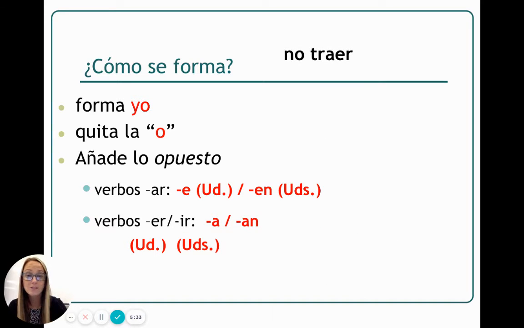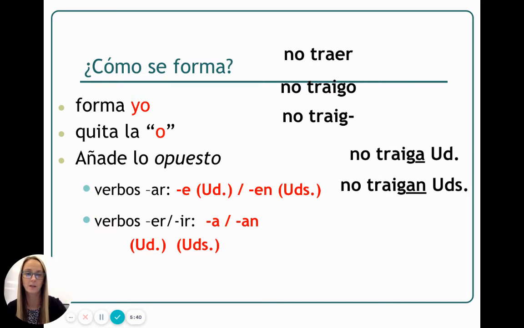Let's say it's a verb like traer, with the yo form being traigo. If I wanted to tell one person, like my boss, to not bring a document to my room, I would say no traiga. If I wanted to command you guys to not bring your books to class, I would say no traigan ustedes.